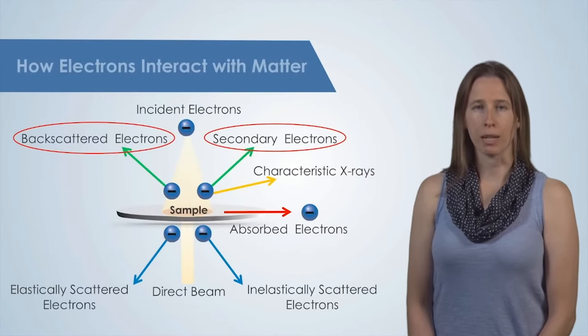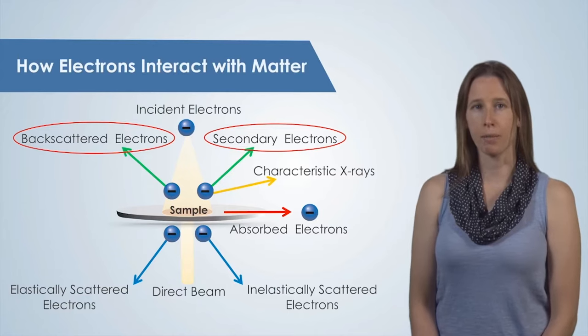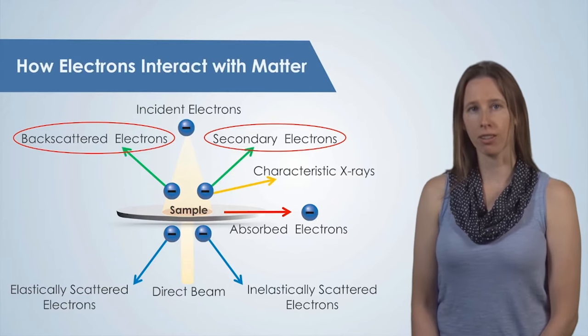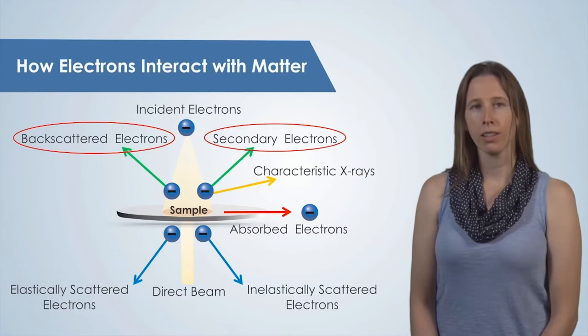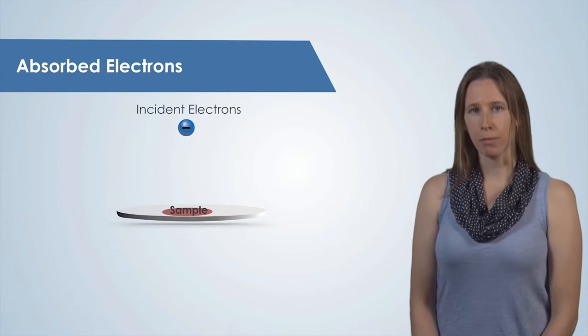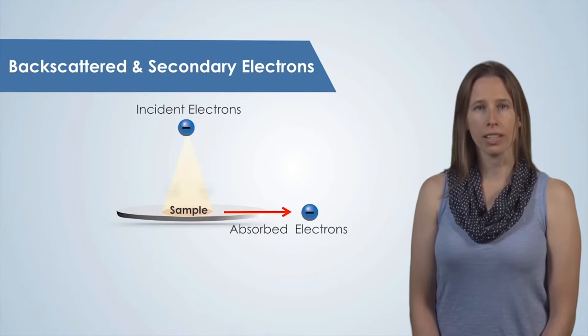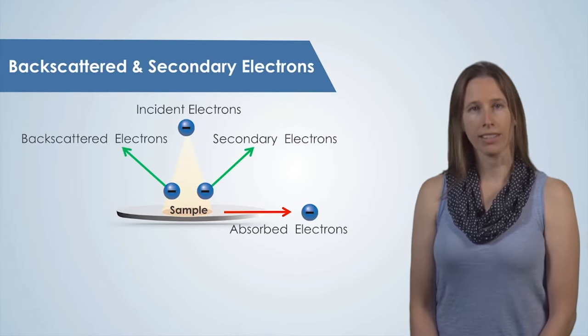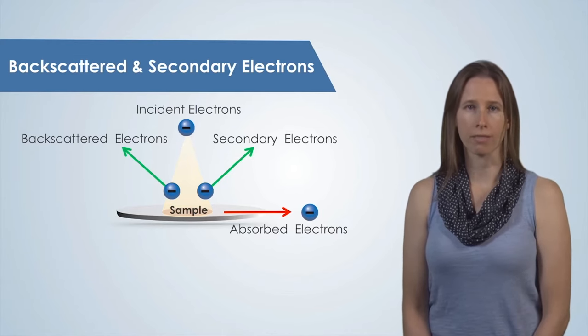Electrons can interact with a sample in a number of ways. Today, we will focus on the backscattered and secondary electrons that we can detect in an electron microscope. When an electron beam strikes a sample, some of the electrons are absorbed. Other electrons are backscattered, and some sample electrons can be ejected as secondary electrons.